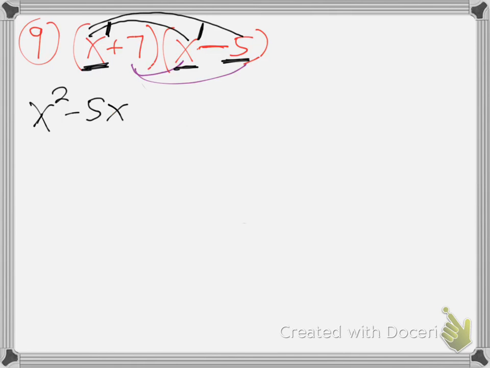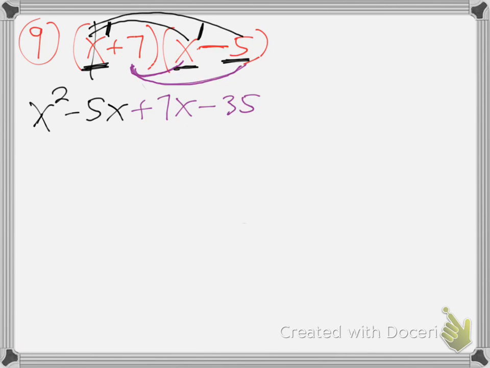Minus 5x. He's done. First to both. He's had his turn. Now it's the 7. He's going to go to the x plus 7x, and plus 7 times minus 5. Minus 35. We good? I'm going to do one more step. We good to there? What we have so far?